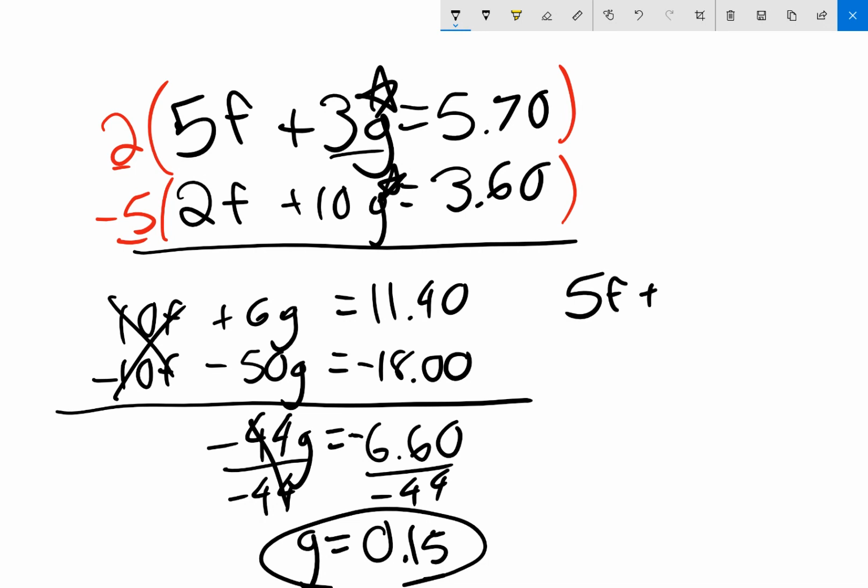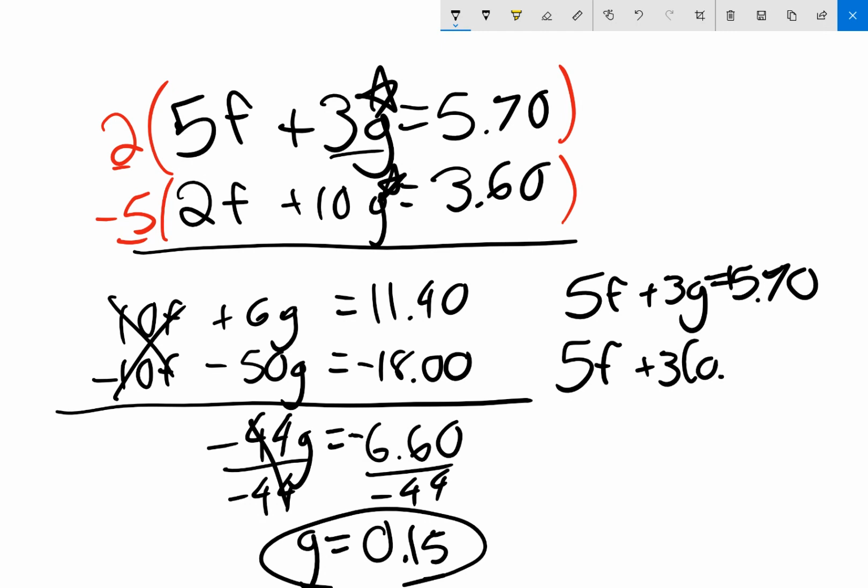So 5F plus 3G equaled 570. So I'm going to put 0.15 in for G. So 5F plus 3 times 0.15 equals 570. So when I multiply 3 times 0.15, I get 0.45.